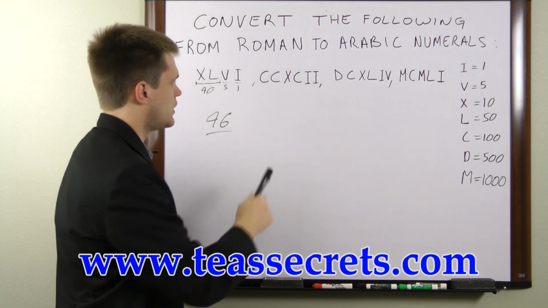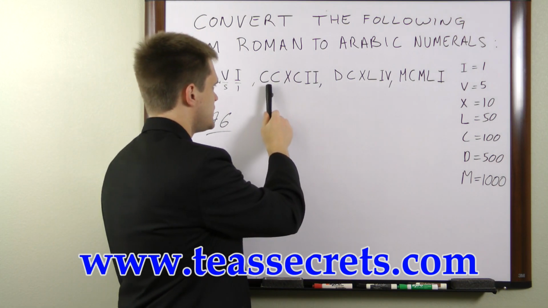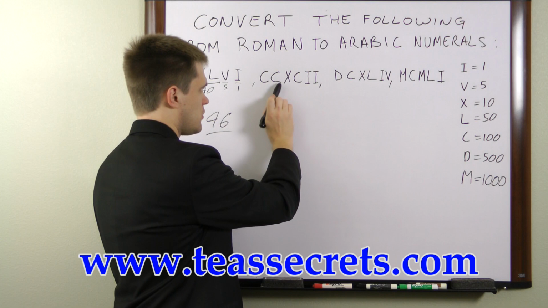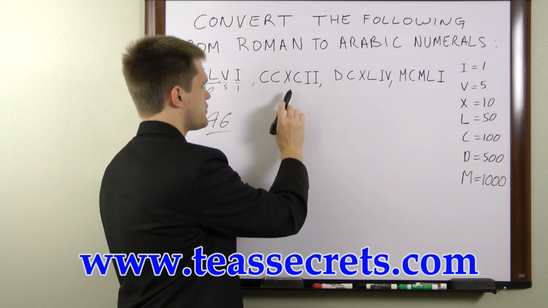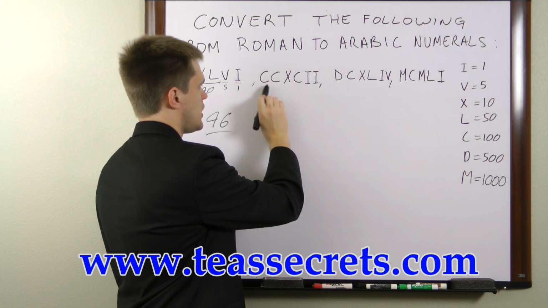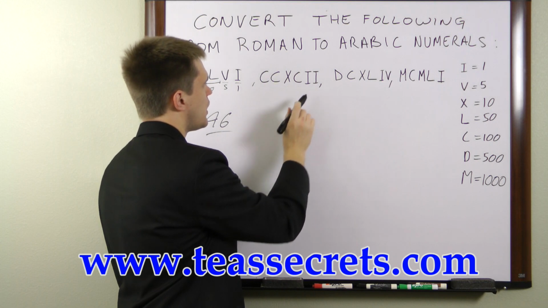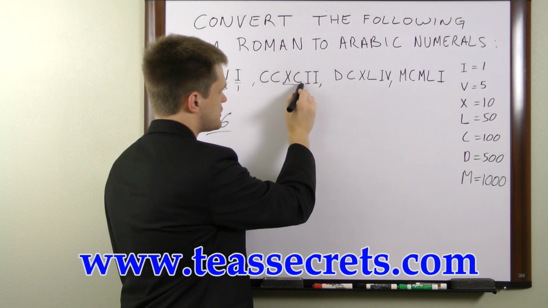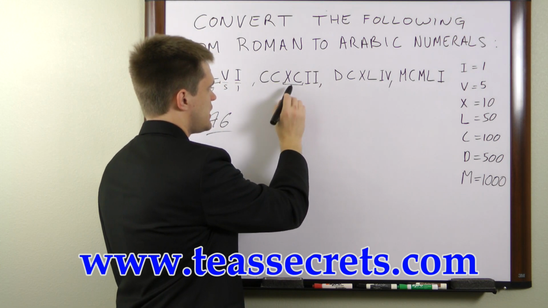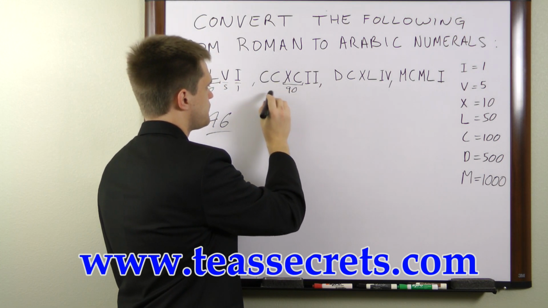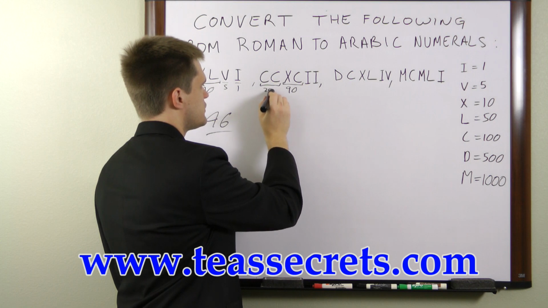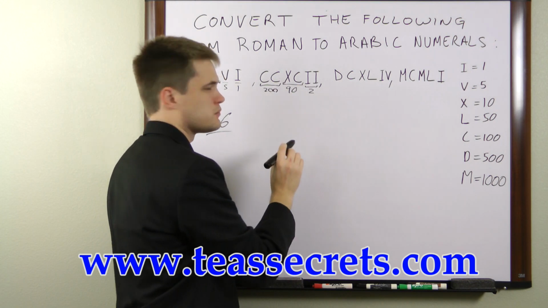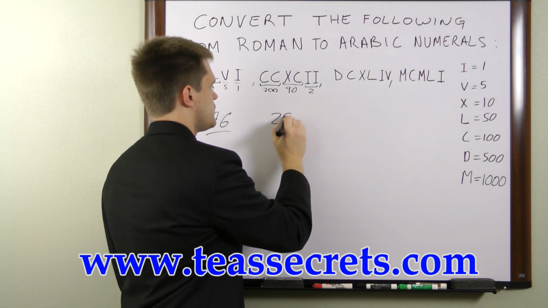In the second example, we have CCXCII. Once again, we go from a 10 up to a larger number, so we have 100, 100, 10, 100, 1, 1. So instead of being 10 plus 100, we have to take this as 100 minus 10, or 90. So we have two hundreds over here, this is worth 90, and this is worth 2. So this number here is 292.